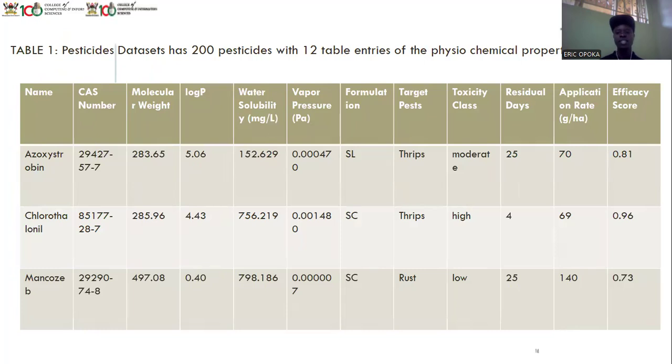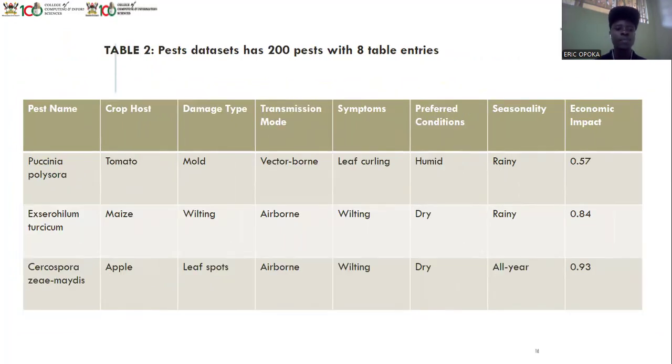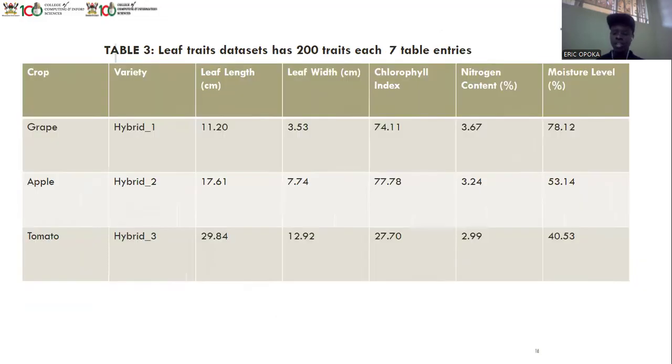So that's how the sample data set for the pesticide looked. It consists of the name, CAS number, molecular weight, log P with lipophilicity, water solubility, vapor pressure, accumulation, target pest, toxicity level, residual days, application rate, then efficacy score. Then for the pest, we had these columns: pest name, crop host, damage type, transmission, symptom, favorable condition, seasonality, economic impact. Moving on, for the leaf traits, we had crop variety, leaf length, leaf weight, chlorophyll index, nitrogen content, moisture level, like you have seen.